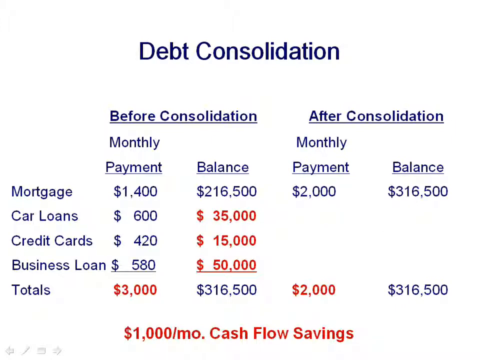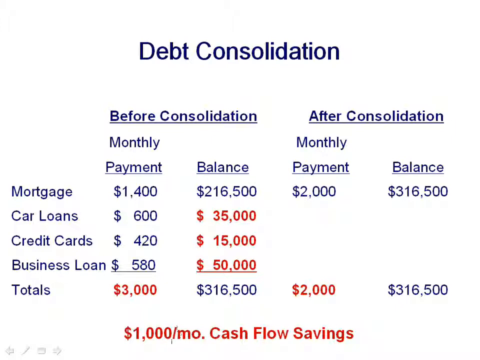Okay, in this example, Joe refinances his current mortgage of $216,500 into a 30-year fixed mortgage of $316,500, and then uses the $100,000 cash out to pay off his car loans, his credit cards, and his business loan. As a result, Joe's only debt obligation now is his new mortgage. Plus he has $1,000 a month more in cash flow after paying off all that other debt. So his payments went from $3,000 to $2,000, which increases his cash flow savings each month by $1,000.